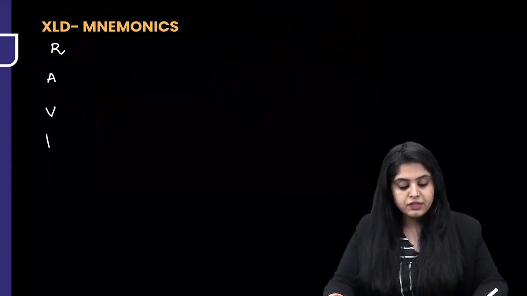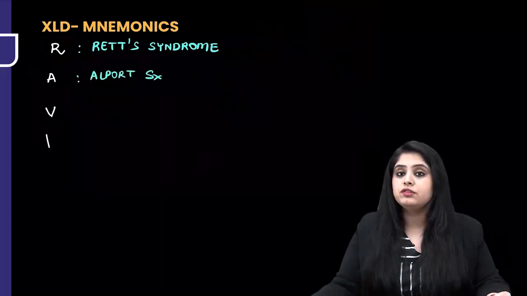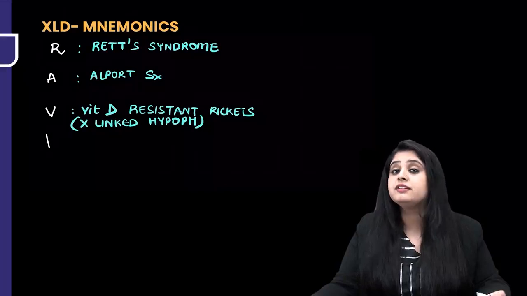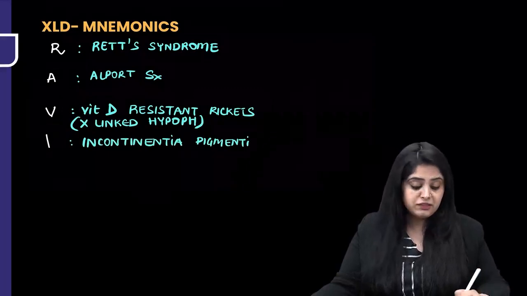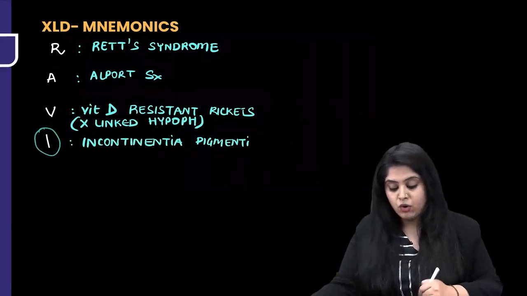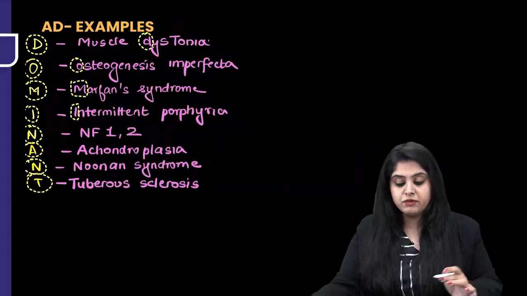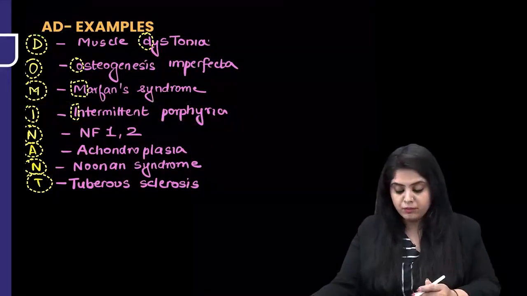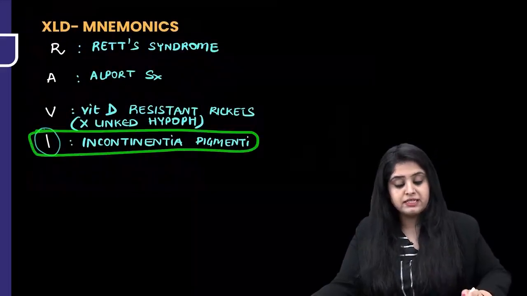What is Ravi? R for Rett syndrome. It's a neurological problem, Rett syndrome. A for Alport syndrome. V for the hypophosphatemic or the vitamin D resistant rickets, and I for incontinentia pigmenti. Please don't get confused with these I's. Go all the way back to the first thing. There was something with I right in the beginning. If you remember, with the very dominant and powerful father, autosomal dominant, maybe I was intermittent porphyria, that is autosomal dominant. Now I'm talking about the next one, and that is incontinentia pigmenti, that is XLD.